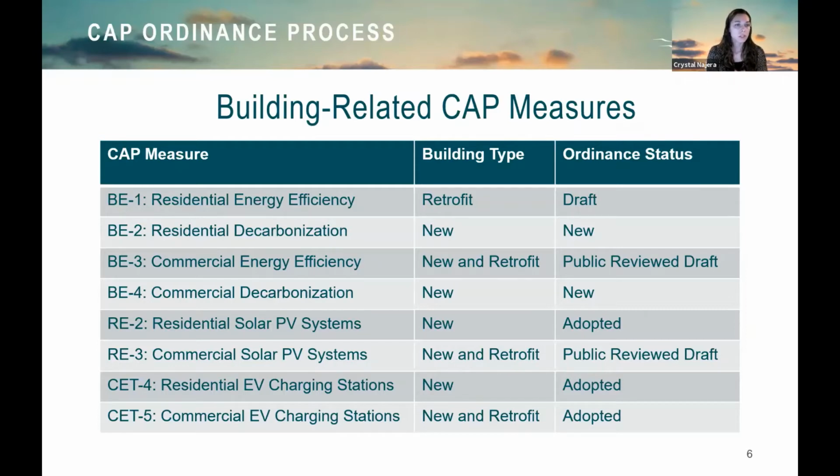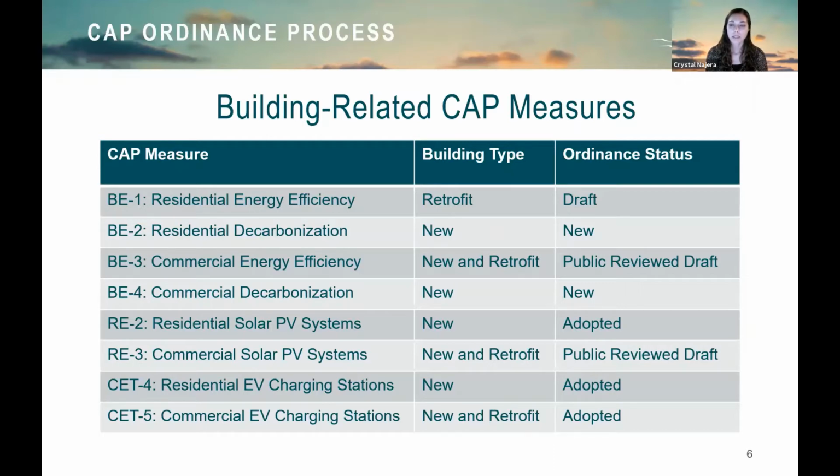And then BE2 is residential decarbonization, or decarbonization is kind of synonymous with electrification. And this would be for new residential buildings, and this is a brand new CAP measure, so we haven't developed any draft language for the ordinance yet. And then BE3 is for commercial energy efficiency measures, and this would apply to new and retrofit.